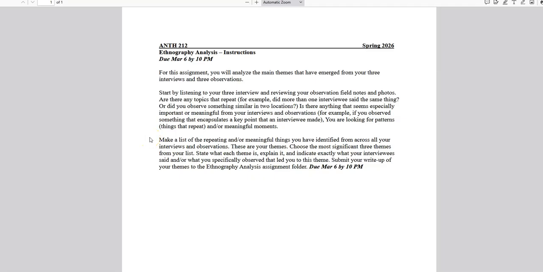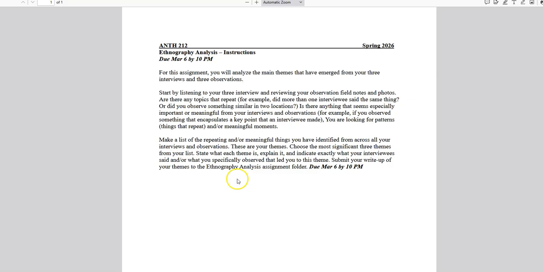So the next step, once you've gone through all your stuff and identified those patterns and moments. Now, for this assignment, what I want you to do is make a list. Make a list of those repeating and or meaningful things that you've identified from across all your interviews and observations. Those are what we're calling your themes, okay? You may have a lot, you may not have that many. What I want you to settle on for this assignment is the most significant 3 themes from your list, okay?